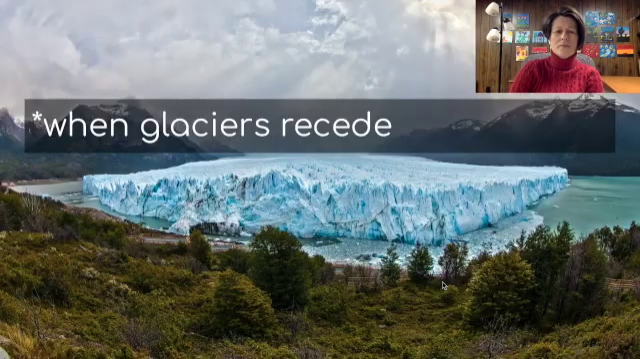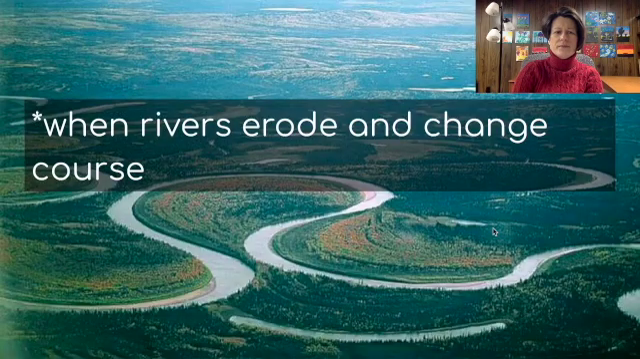Ponds can form when glaciers recede. We've talked about kettle ponds and lakes before. And so here we see a glacier receding and we see water around it. So maybe this will form a pond of sorts here, or a chunk of ice will be left.